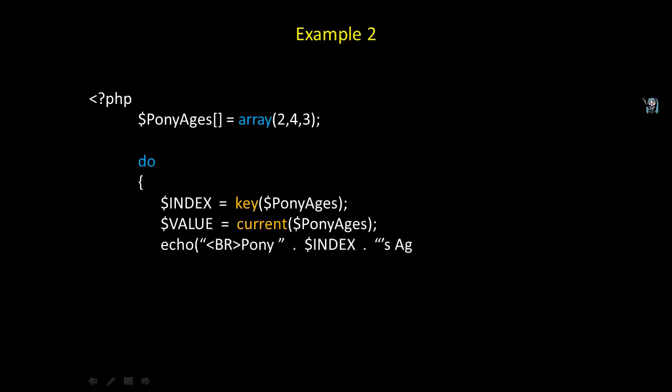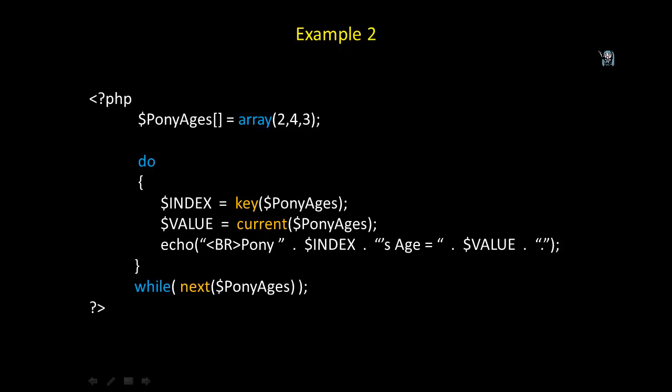In this next example, we're doing something similar, but instead of a while true loop, we're using a do while loop. And notice we create the array with the array method. It's called pony ages. It has 3 elements, and they store the integer values 2, 4, and 3. In the do block, we have our variables index and value, and we call our methods key and current to get the index and the value, and we're simply displaying them. And then notice at the bottom, in the condition portion, where the while is, inside the parentheses, we call the next method to advance to the next element in the array.